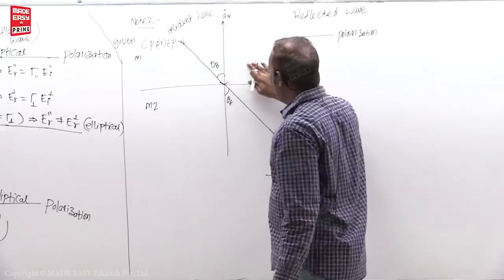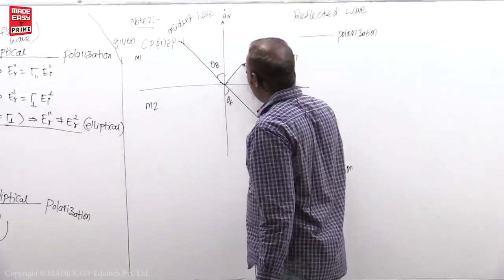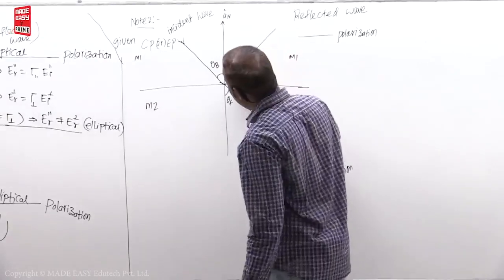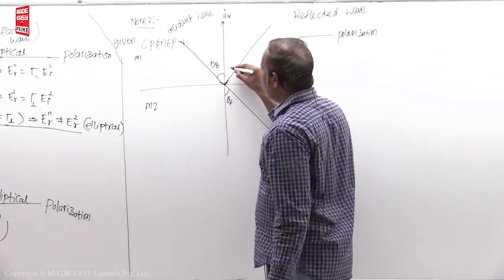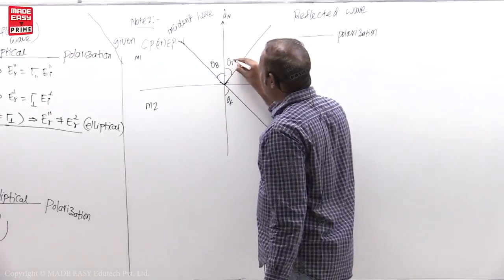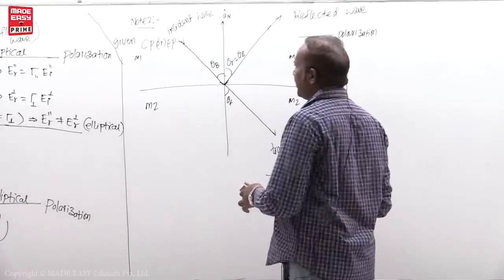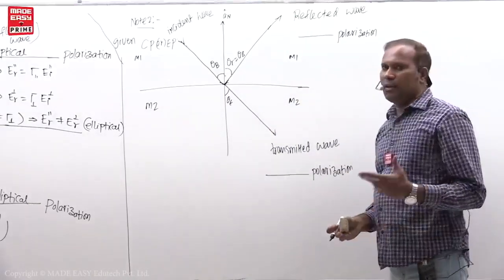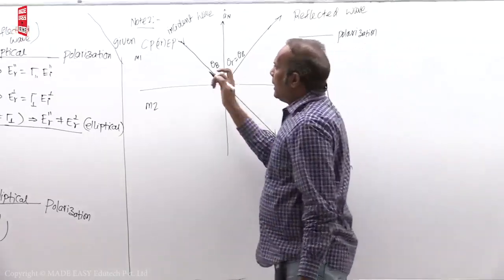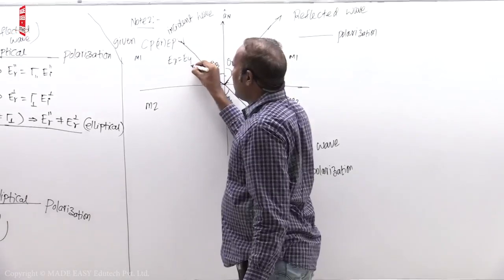Some students then ask whether these two are equal or not. These two are equal, and also not equal. And this one, theta r is equal to theta b reflected. Okay, so dear students, now how to analyze this one? Very simple. Let us say for this incident Ex is equal to Ey.